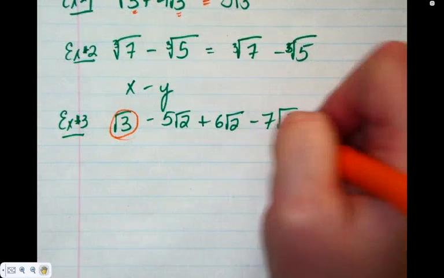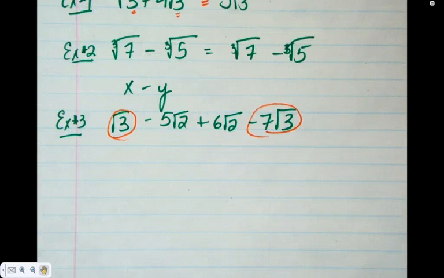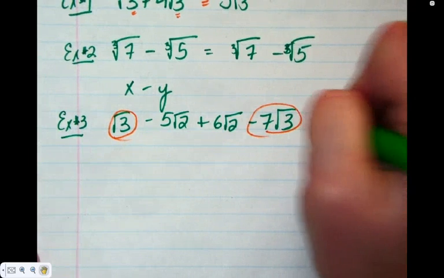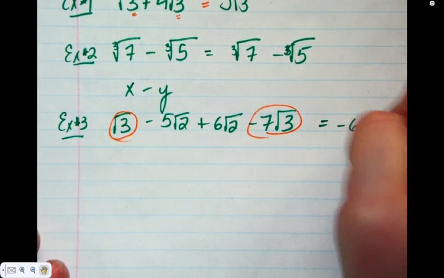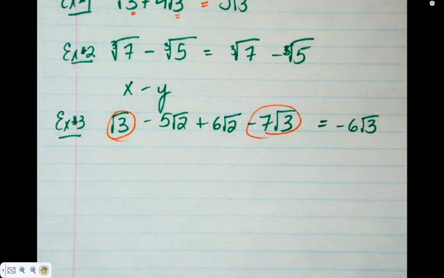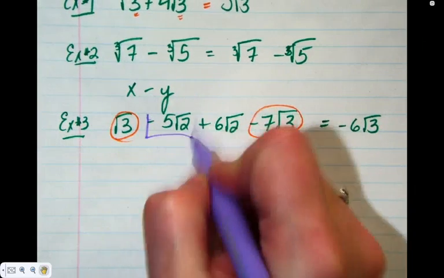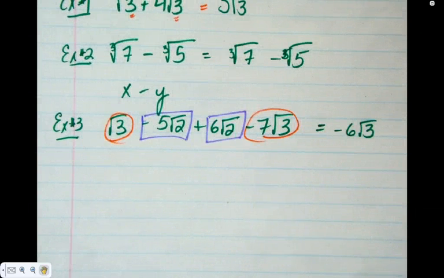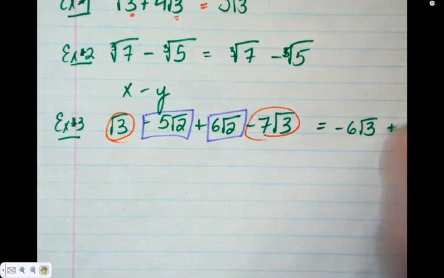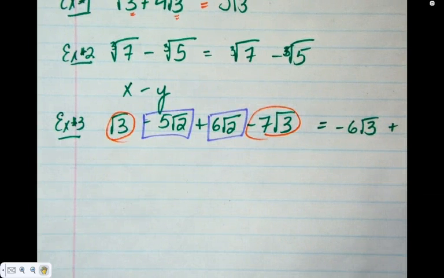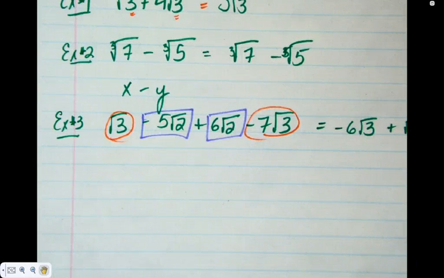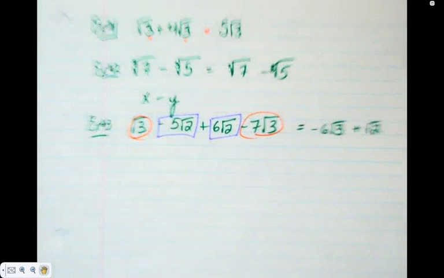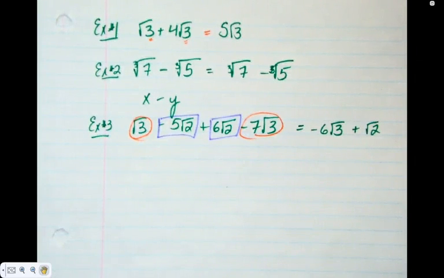If you liked the circling thing from way back in grade 9, if that's what your brain needed, then circle them. So if I have root 3 minus 7 root 3, how many root 3s do I have? Minus 6 root 3s. And then if I have minus 5 root 2s and I have 6 root 2s, how many root 2s do I have? Not a trick question. Minus 5 plus 6? 1 root 2. Okay, so if your brain likes the circles, do the circles. If the circles do nothing for you, don't do the circles. Totally up to you.